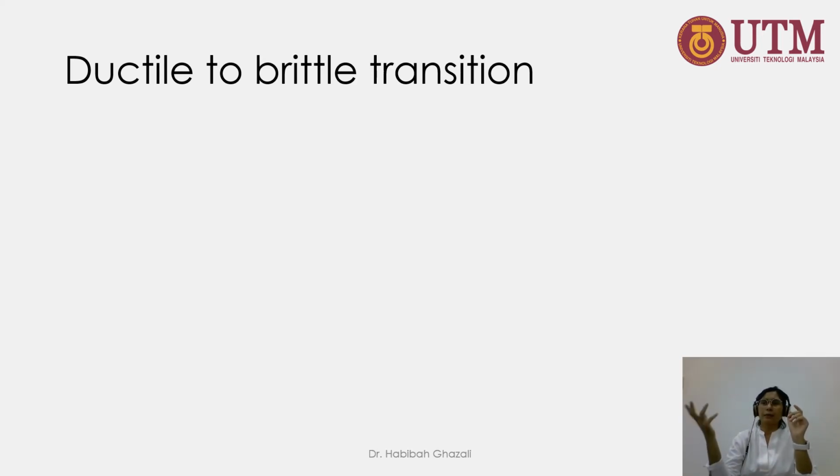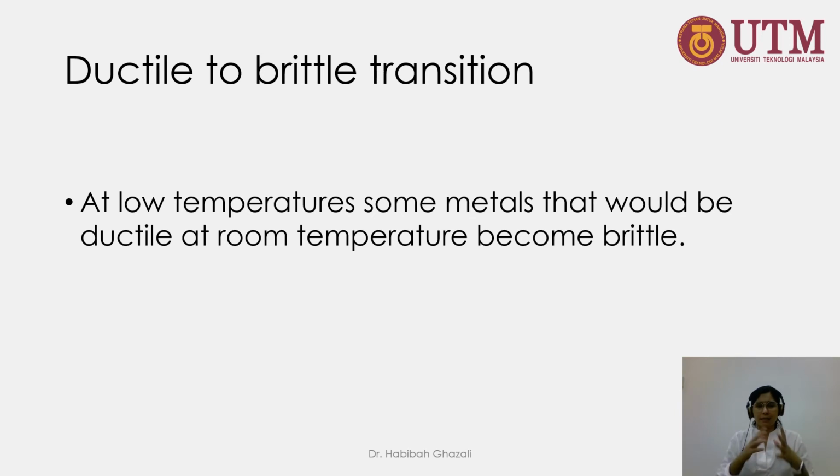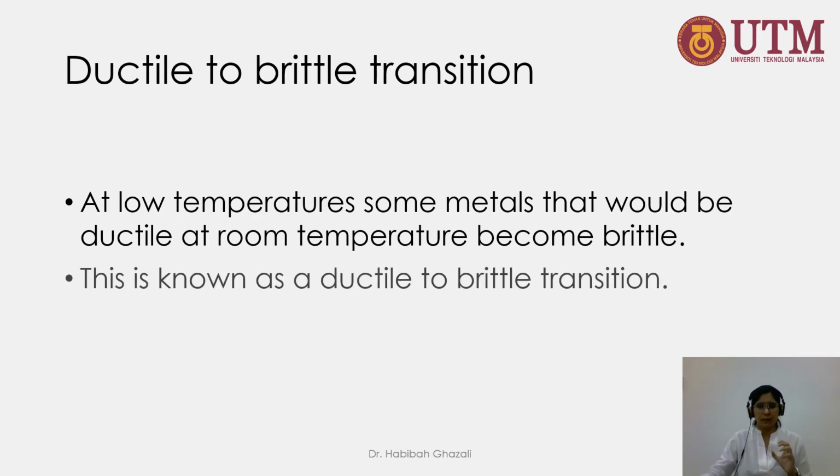And for ductile materials like mild steel, we know that it is going to behave in a ductile manner when it fractures. So you can see a huge plastic deformation before it starts to fracture. It means that these materials can absorb a lot of energy before they fracture. But at low temperature, some metals can become brittle. So the materials that would be ductile at room temperature can become brittle. This is known as a ductile to brittle transition.